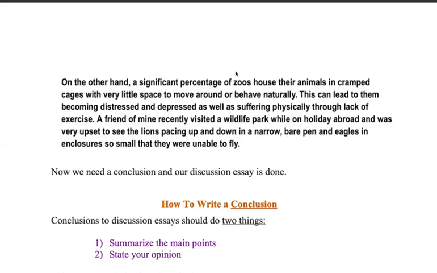So when you have eagles, you need to have large, big cages where they can at least fly, not freely, I would say, but they might have enough space to fly and walk around. But here they are in such small cages where even eagles cannot fly freely or naturally. So now we need a conclusion, and our discussion is done.